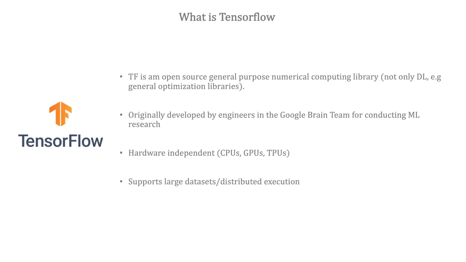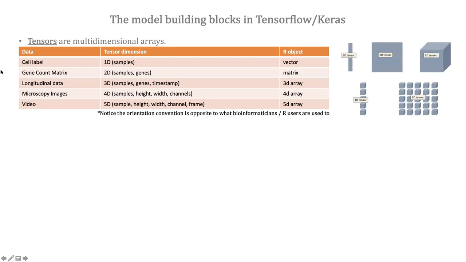It is hardware dependent, so any code that you write on TensorFlow can work either on CPU hardware or on GPUs, or if you have access to those, it can also work on the deep learning specific hardware that was developed by Google, which are the TPUs. And another advantage of TensorFlow is that it supports large data sets and distributed execution. So it's a very powerful framework for machine learning and deep learning analysis. What are the model building blocks in TensorFlow, but also in Keras, because Keras is nothing more but a high-level API that actually uses the TensorFlow backend.